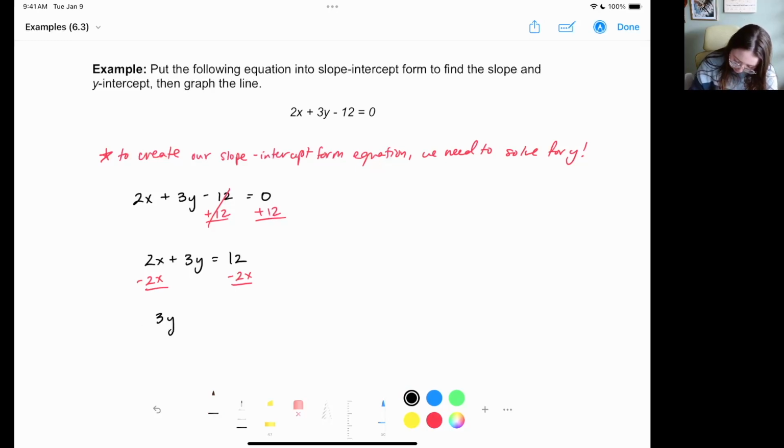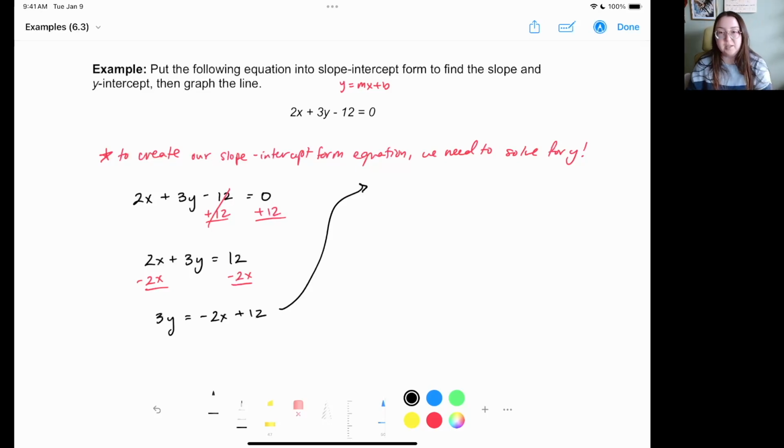So this will leave us with 3y is equal to, and now for slope-intercept form, which remember slope-intercept form is y equals mx plus b. We really want that mx term first after the equal sign before the b. So when we subtract 2x, we're going to make sure that's first. So we're going to write negative 2x, and then we're going to have our plus 12. 12 is positive, so it makes it plus. If it were negative 12, it would be minus 12. But it's positive 12, so it becomes plus 12. We're going to bring this up over here to continue.